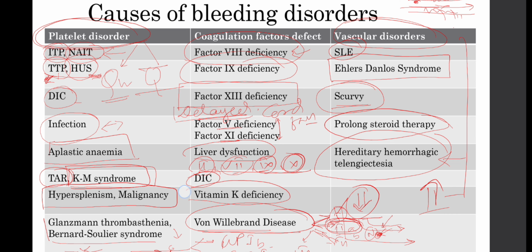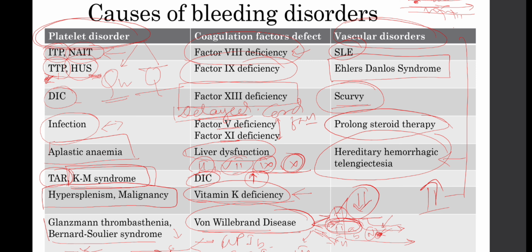Vitamin K deficiency: vitamin K is very important for the carboxylation of factors 2, 7, 9, 10. So if there is a vitamin K deficiency, the factors produced from the liver are not getting carboxylated, and there is a problem with these coagulation factors. Vitamin K deficiency can be due to a problem in the small gut, or if the patient is taking prolonged antibiotic therapy, there may be a decreased amount of vitamin K, and this causes bleeding problems.